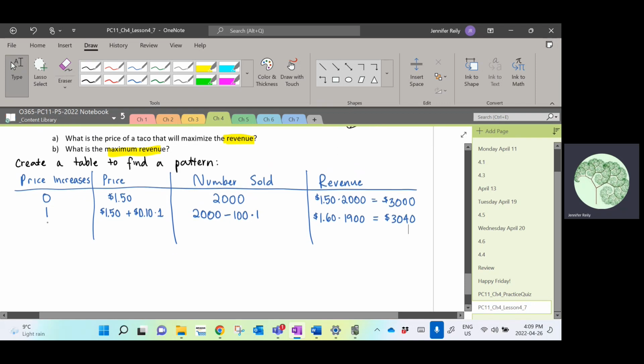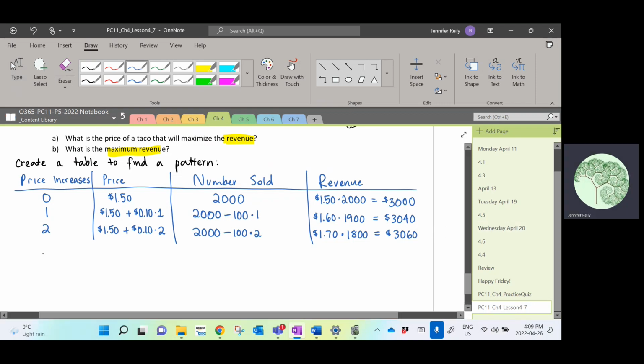Let's see what happens if we change the price to $1.70. So I would take my price and I would add 2 price increases. So 10 cents times 2. And what would happen to the number sold? It would decrease by 100 times 2. So it decreased by 200. And my revenue would be $1.70 times 1,800, which ends up being 3,060. So it's actually even better. We want to increase it to $1.70. We're going to earn more money. But what's the best amount of increases to have?